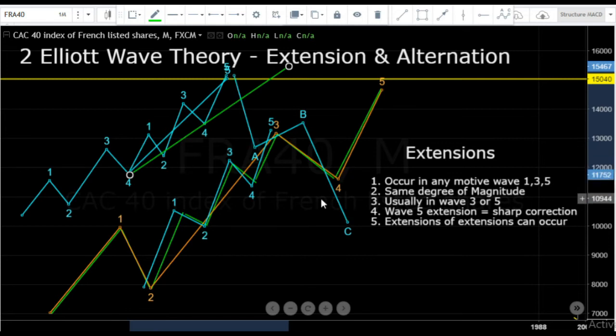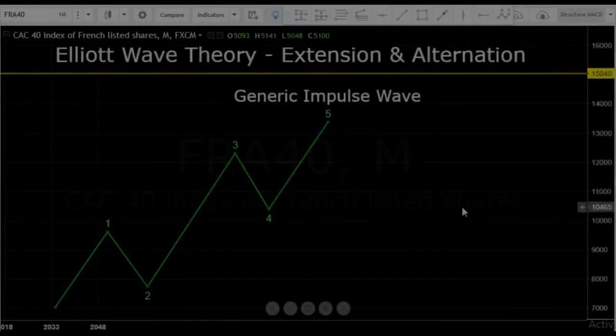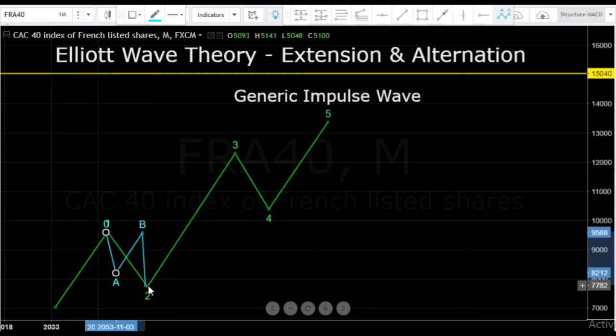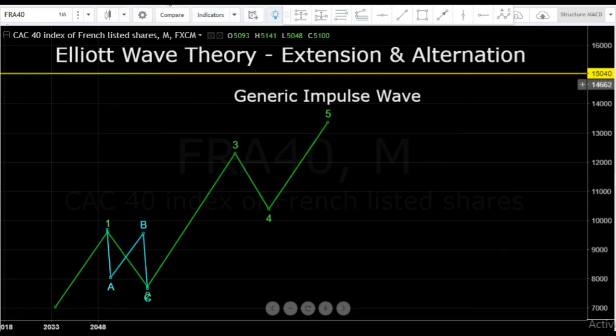In the next slide we're going to look at alternation. So here we are back on our generic impulse wave. And I want to show you here what Elliott means by alternation. In a situation where we've got wave 1 coming up and wave 2, as we already know, this wave 2 will be made up of some sort of correction. And we know we've got several types. Here I'm drawing basically a nice flat correction. And we can just put our trend lines in there.